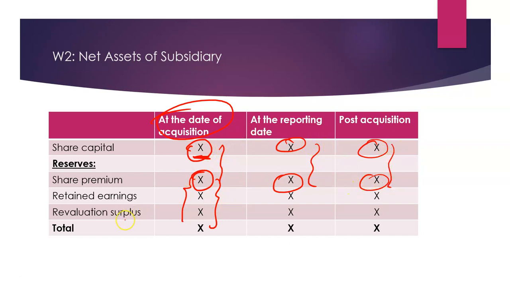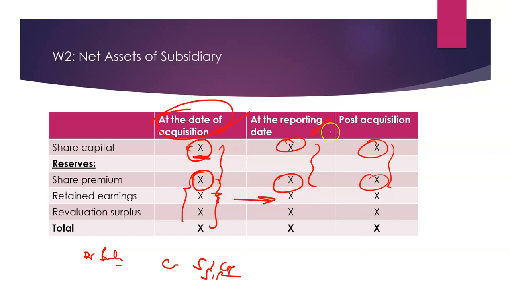So if you have a journal, you would have debit bank and credit share capital or share premium. But in terms of profit movements, where we're looking at a share of or the full amount to include within our retained earnings, we're looking at the movements in retained earnings from one year to the next. So that's what the scenario was at the date of acquisition.